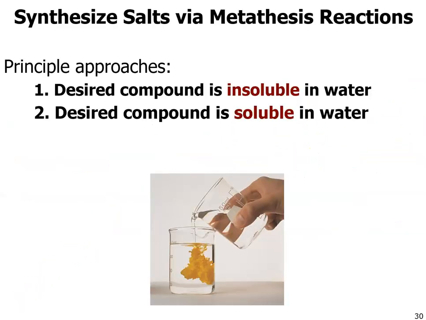We can utilize metathesis reactions to synthesize different types of salts, and ultimately we want our final compound to be easily separated from the reaction mixture. So however we want to do that, we want to make sure that we can use the metathesis synthesis reactions to create something that can be separated out fairly easily. We want it preferably uncontaminated by other reactants or starting materials, and we want either an insoluble compound in water or a soluble one, and the thing that we're going to get rid of is going to be insoluble.